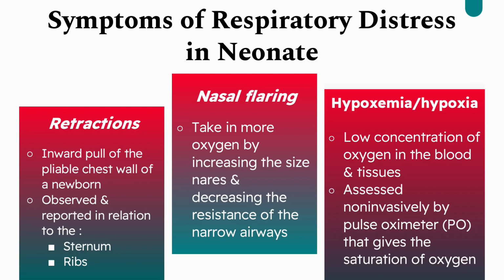You may observe retractions. This is an inward pull of the pliable chest wall of a newborn on inspiration. Retractions are observed and reported in relation to the sternum and ribs. You may see nasal flaring in the newborn as an attempt to take in more oxygen by increasing the size of the nares and decreasing the resistance of the narrow airways. Hypoxemia or hypoxia may also be seen via the use of a pulse oximetry reading.